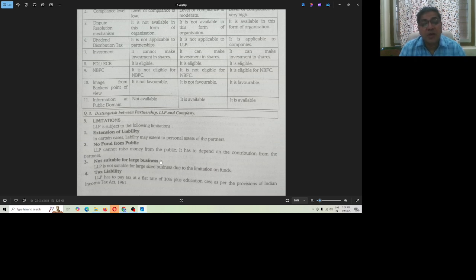Not suitable for large business. LLP is not suitable for large business due to limited funds. Tax liability: LLP has to pay tax at a flat rate of 30% plus education cess as per the provisions of the Income Tax Act 1961. Then legal compliance is also there. So these are the limitations of the LLP, and therefore such an LLP cannot expand and develop its business.